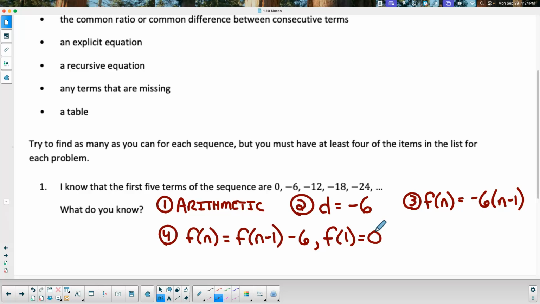Are there any terms that are missing? Not really, right? We got the first 5. So that one's good. Do we need to make a table? Well, we could, right? We very easily could. Okay.